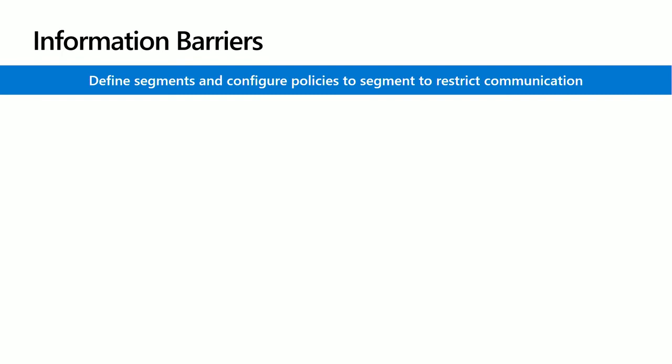So information barriers is currently available in Teams. We are in preview for SharePoint and OneDrive. The support for Yammer and Exchange, we are in discussion. It should happen next year.